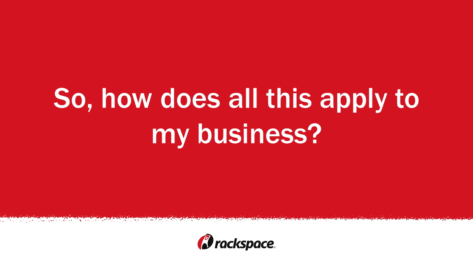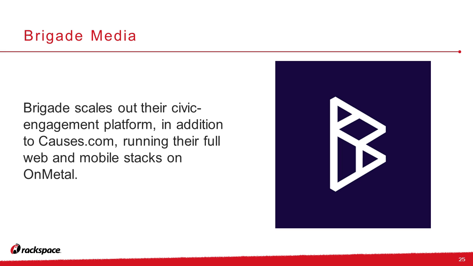And this is exactly what we found our customers telling us they've experienced in OnMetal themselves. So how does it apply to them and to their business? Brigade is a fantastic example. They were a really early user of OnMetal. Brigade is a social media or civic engagement platform, so they're gearing up for the big election season coming up in the fall in the U.S. In addition to running causes.com, they run their full web and mobile stacks on OnMetal. And this has allowed them to gain the efficiency as well as the scalability that they need to meet their user base with a minimum amount of complexity. It's quite elegant the way they built out their systems. Very full stack, though.